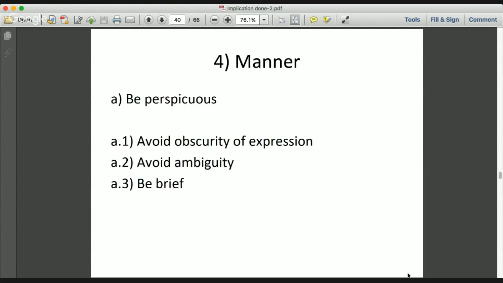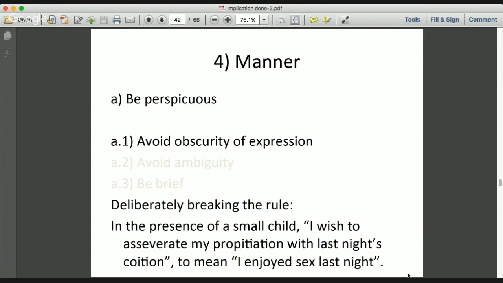Anyway, so be perspicuous. This breaks down into 3 things again. Avoid obscurity of expression, avoid ambiguity, and be brief. So obscurity of expression. In the presence of a small child, you might not want them to know what you're talking about. You might say, I wish to asseverate my propitiation with last night's coition.